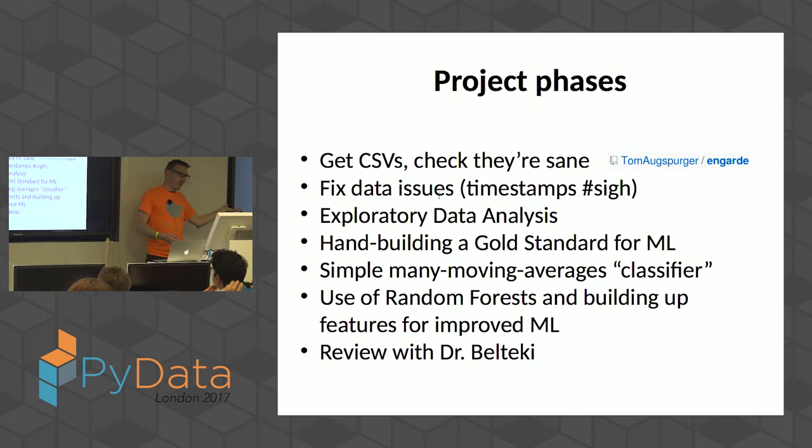Then we had to get on with building a gold standard. So to do machine learning, you've got to have annotated data. We had a few annotations from Gusztav at the beginning, but we didn't have lots of annotations. And so Giles talked about this.